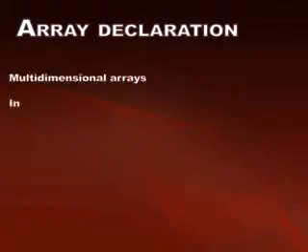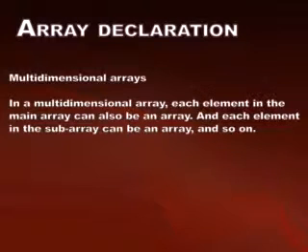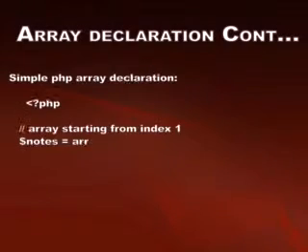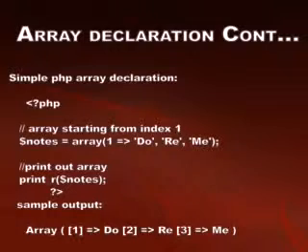In a multidimensional array, each element in the main array can also be an array. Each element in a sub-array can be an array, and so on. In this example, we create a multidimensional array with automatically assigned ID keys. Here is a simple array declaration with the sample output.